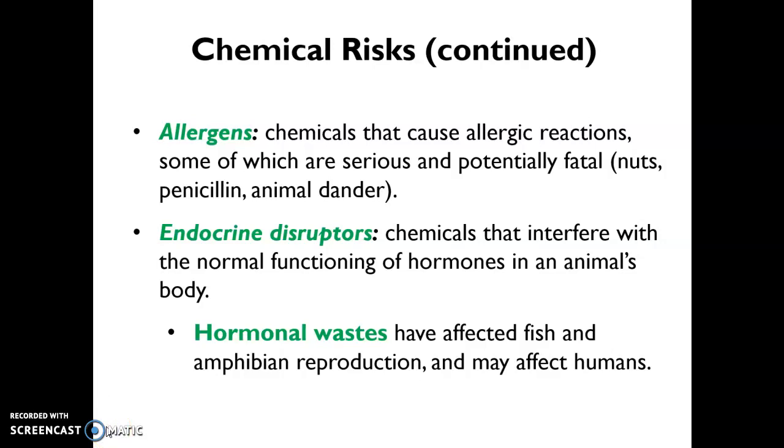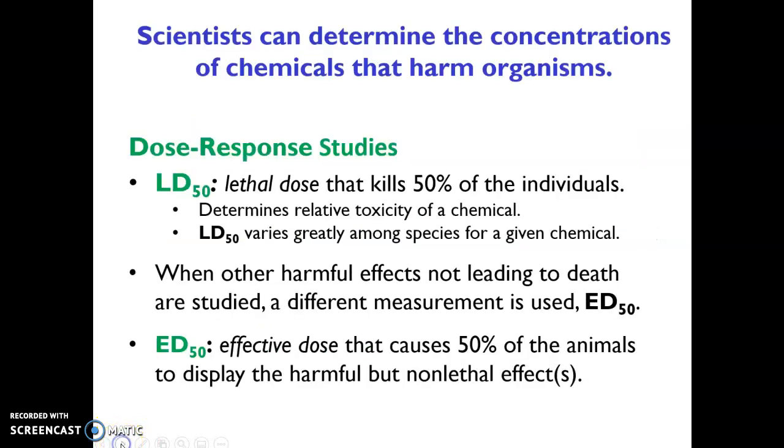All right, next we're going to turn to some of the ways that scientists study these chemical risks. So scientists want to know at what concentration a chemical is harmful. Maybe it's okay in a lower dose or lower exposure, but then becomes harmful in higher concentrations. So in order to determine that, two types of dose response studies are done.